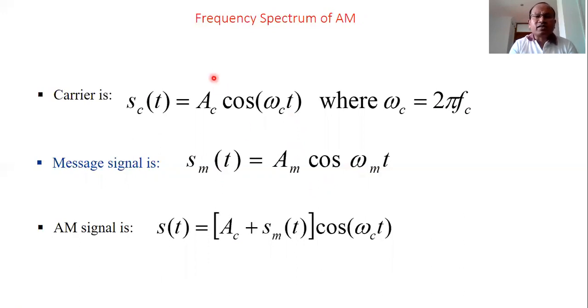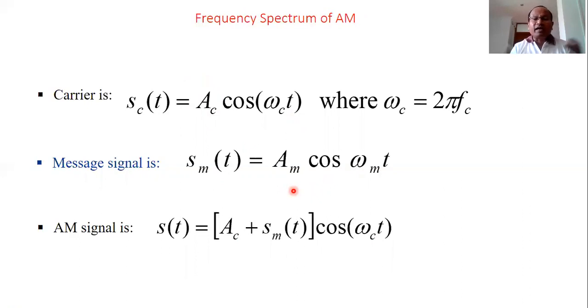In the carrier signal, what is the maximum carrier amplitude? Mathematically, these expressions are very simple. The carrier amplitude is Ac. What is the message signal's maximum amplitude? That is the peak amplitude, Am.